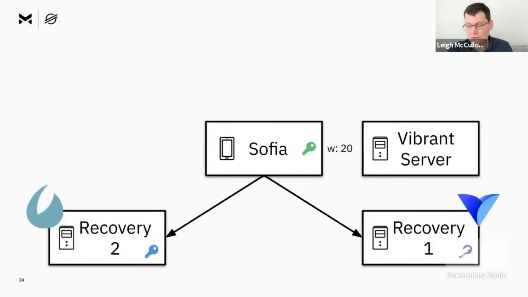The wallet then goes on to register the account with 2 recovery servers. Each server has their own key that they generate themselves. Each server is operated independently by different entities. So for Vibrant, we've got Recovery 1, operated by Vibrant, Recovery 2, independently operated by Lobster.